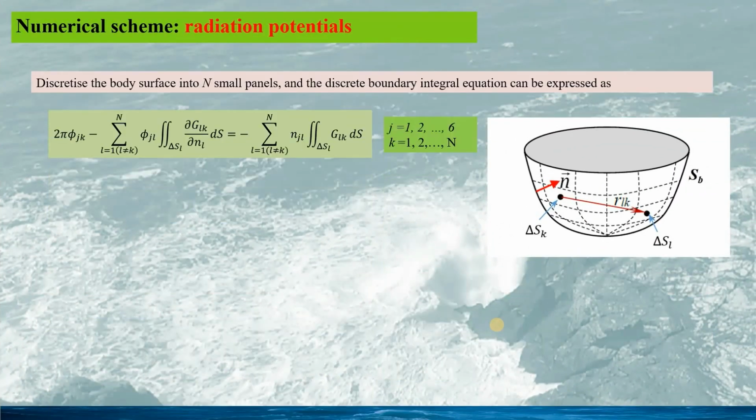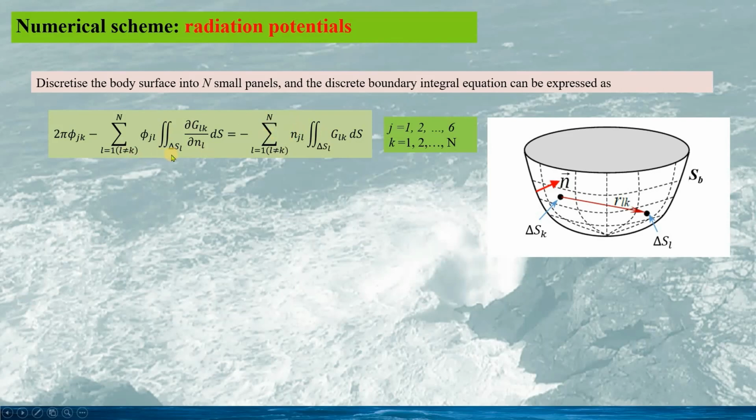Similar to the numerical scheme for the diffraction problem, we can use the same panels as seen in the figure to establish the simultaneous equation for the radiation potential. First, we can assume the radiation potential phi j and n_j would be constant on the small panels. As such, the discretized boundary integral equation for the radiation potential is given as this.